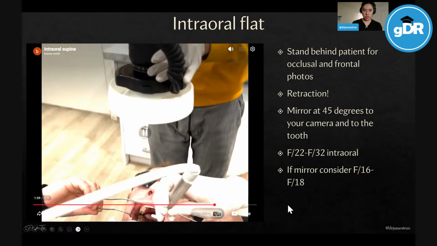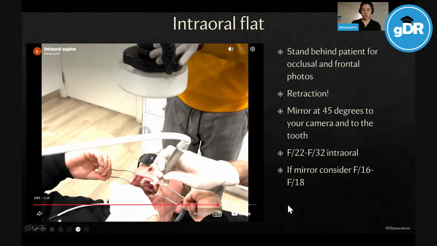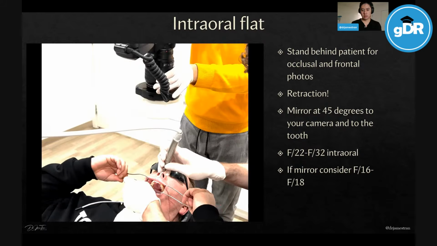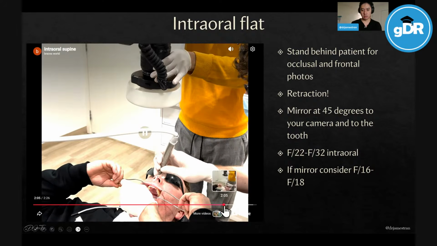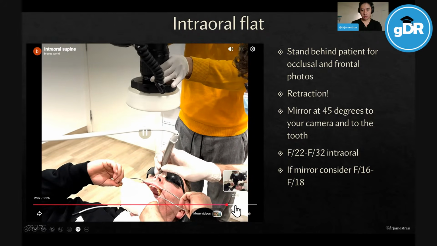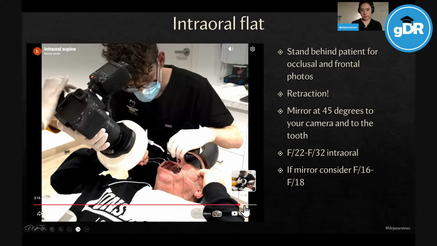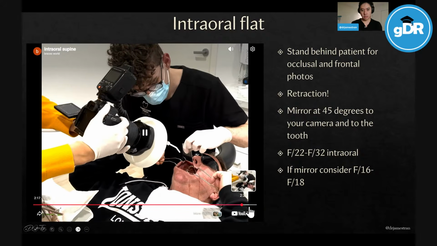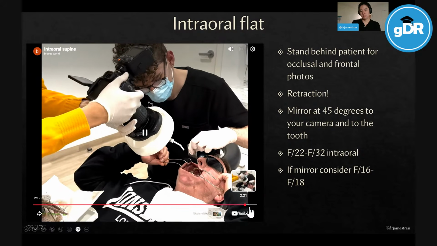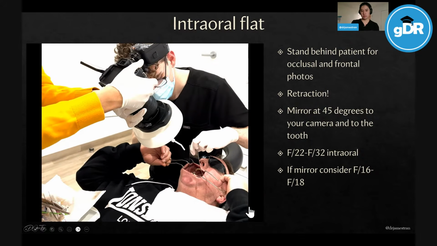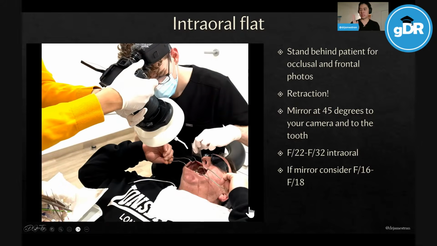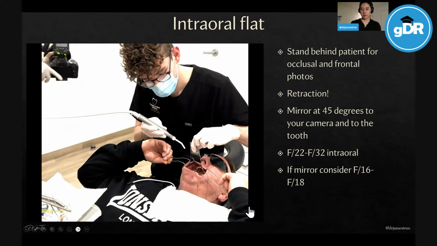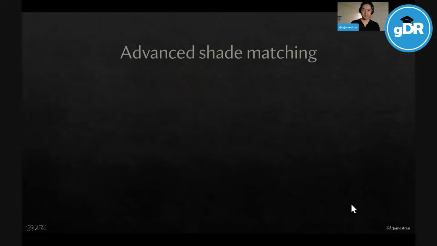So this is the upper photo. I'm standing up above the patient. Again, the setting is f16. We'll go to lower here. The patient's lying down. I'm standing in front of the patient, to the right of the patient. And I've got to really make sure I'm dead center with the camera. It's quite difficult to set that up.